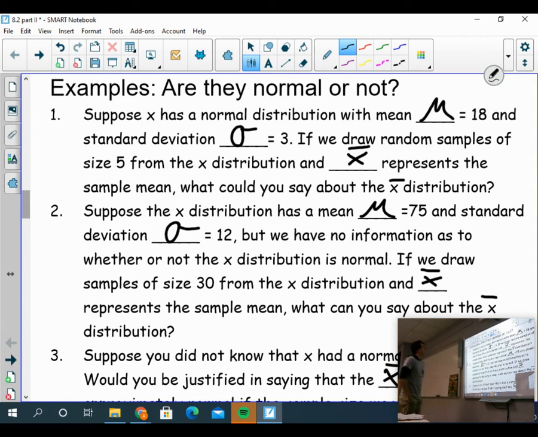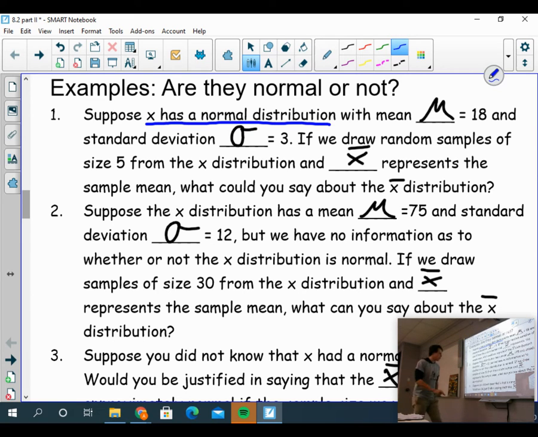Okay. So suppose X has a normal distribution with mu equals 18 and standard deviation sigma equals 3. If we draw, by the way, remember the X distribution is population. The X bar distribution is the distribution of sample means. If we draw random samples of size 5 from the X distribution, and X bar represents the sample mean, what can we say about the X bar distribution, the distribution of sample means? Okay, is it normal or is it not? And by it, I mean the distribution of sample means.